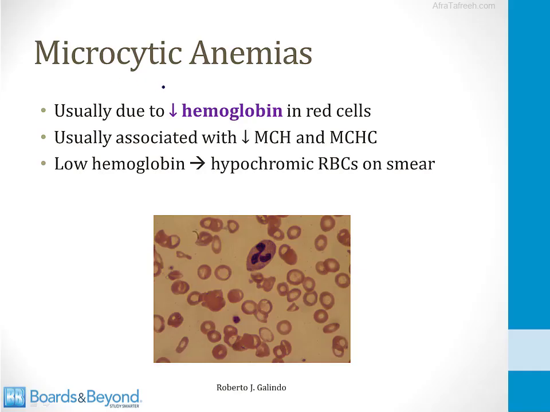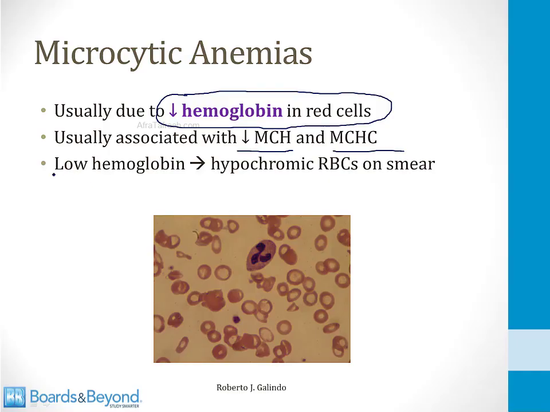Most of the microcytic anemias are caused by some process that leads to a low hemoglobin inside of red cells. When there's not enough hemoglobin available, red blood cell precursors undergo extra divisions. This leads to the production of smaller than normal red blood cells. Because there's a decreased hemoglobin content in the red cells in most of these anemias, the majority of microcytic anemias are also associated with a low mean corpuscular hemoglobin mass and a low mean corpuscular hemoglobin concentration.